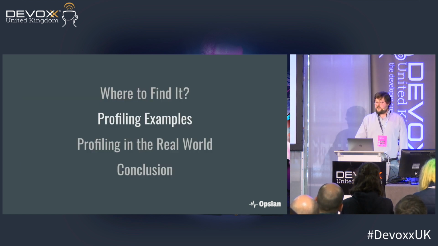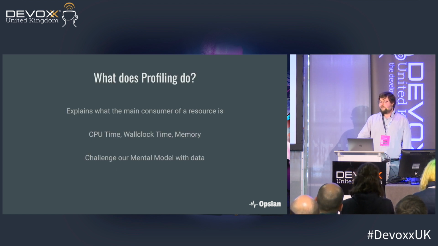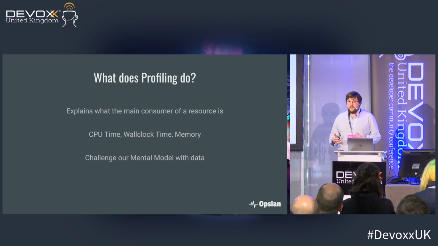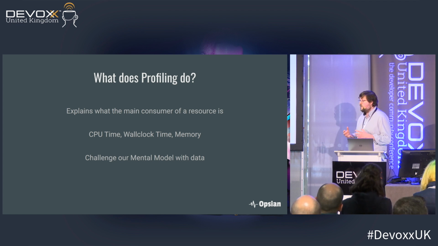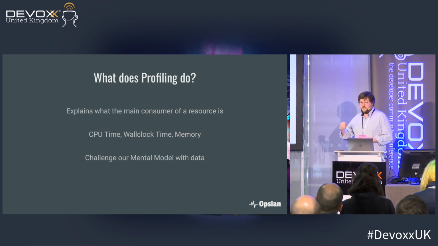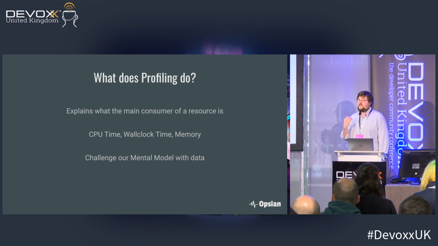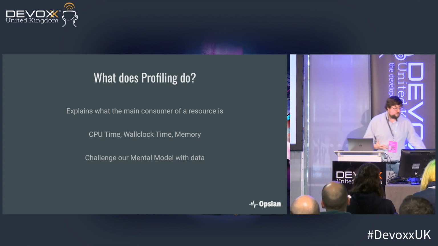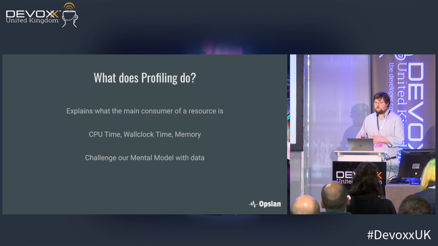Okay, so let's have a look at a few more profiling examples and what profiling does for us. So what do we mean by profiling? Well, profilers are tools that tell us where the main user of some kind of resource in our system was. So what was using up your CPU time? What was using up the wall clock time in your system? What was allocating objects? What was eating up the memory? They're tools that let us measure and understand what's going on in a production system. And by having these tools, we can challenge our existing mental model with some data.